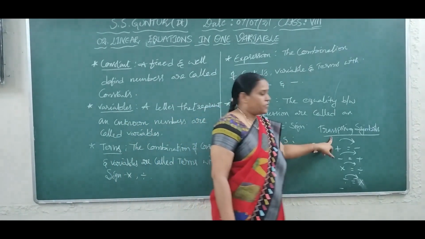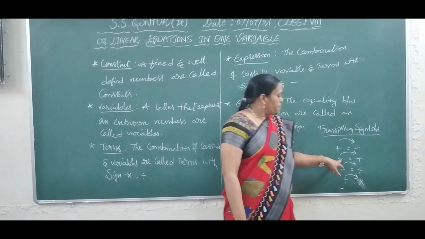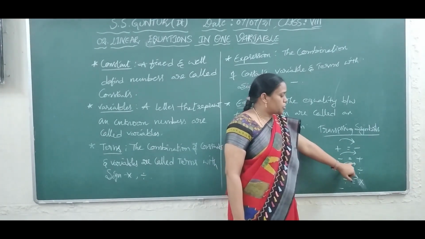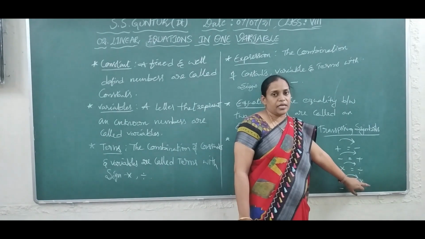Transposing symbols. When we transpose plus to that side, we get minus. Minus transposed to that side becomes plus. Multiplication transposed to that side becomes division. Division transposed to that side becomes multiplication.